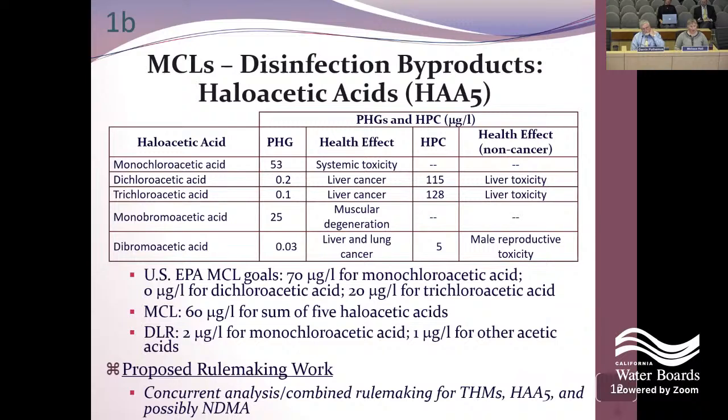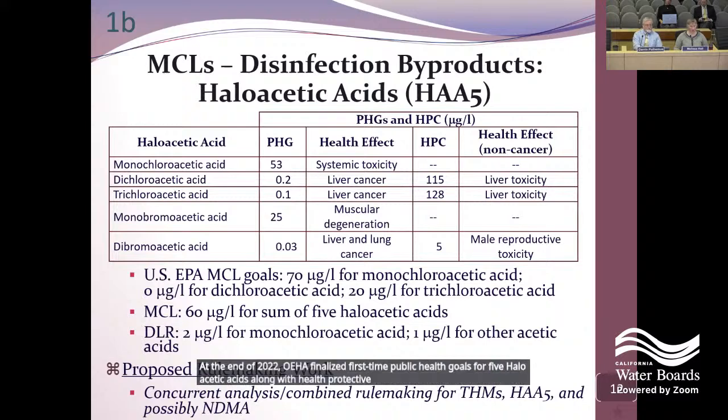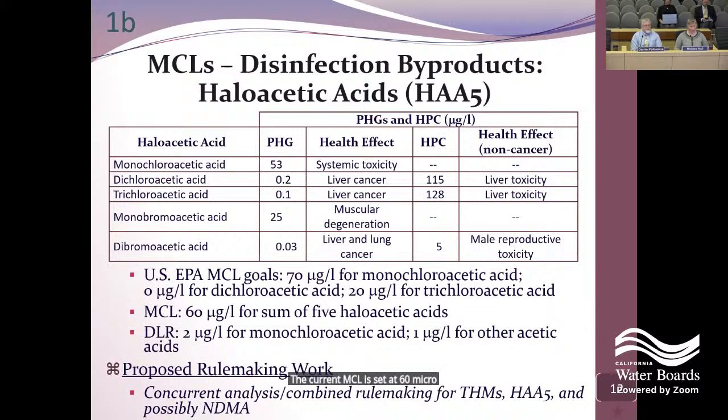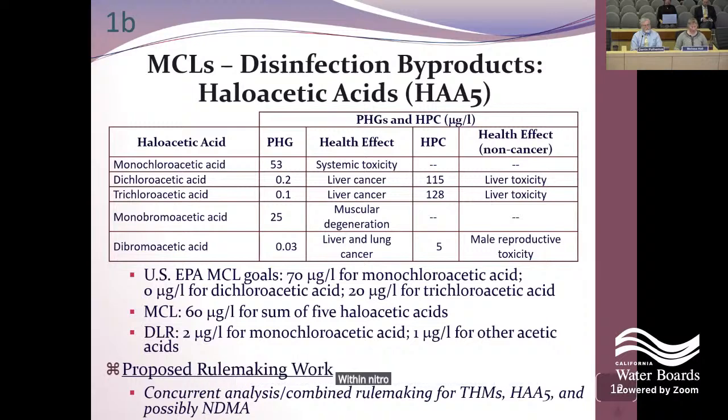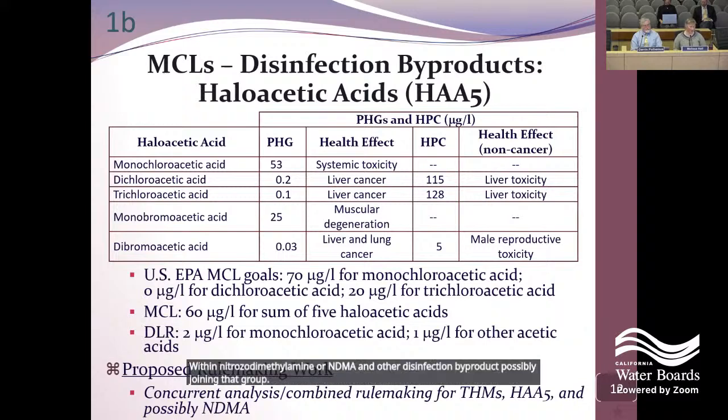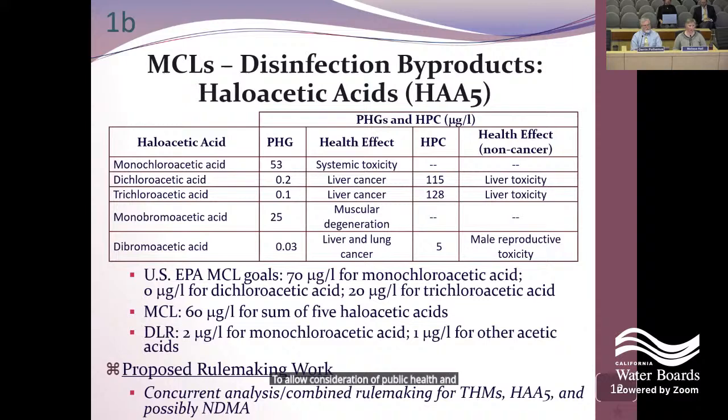At the end of 2022, OEHHA finalized first-time public health goals for 5 haloacetic acids, along with health protective concentrations for 3 of those. The current MCL is set at 60 micrograms per liter for the sum of 5 haloacetic acids. Shown here, both haloacetic acids and trihalomethanes will likely be grouped for a combined MCL rulemaking for disinfection byproducts in the next few years, with N-nitrosodimethylamine, or NDMA, and another disinfection byproduct possibly joining that group to allow consideration of public health and cost optimization.